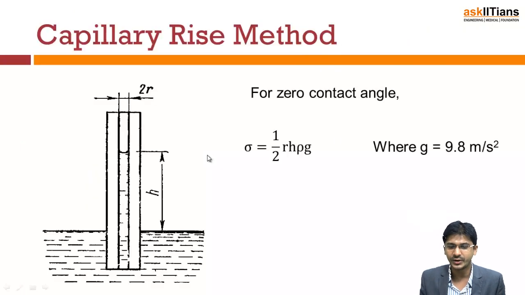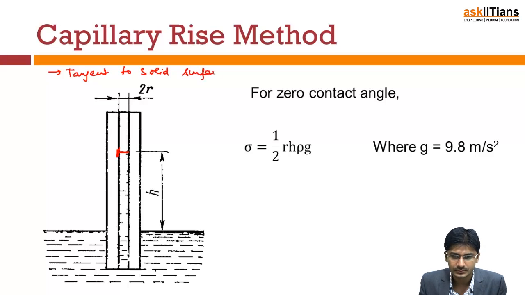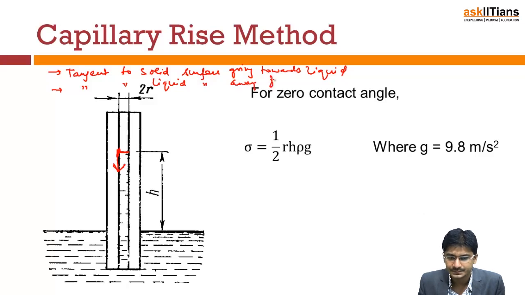Now, capillary rise method. What is contact angle? Contact angle is the angle between the surfaces that you have seen, when the surface becomes concave or convex. Draw the tangent to the solid surface first, going towards the liquid. Then you have to draw the tangent to the liquid surface away from the solid, so it will be here. Now the angle between these two tangents is called the contact angle.